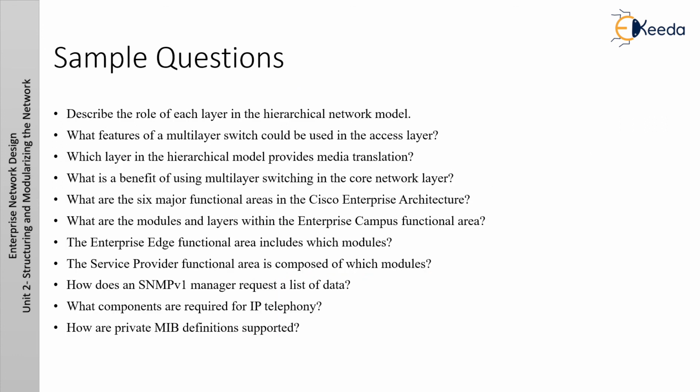Now come to sample questions. Describe the role of each layer in the hierarchical network model. What features of a multilayer switch could be used in the access layer? Which layer in the hierarchical model provides media translation? What is the benefit of using multilayer switching in the core network layer? What are the 6 major functional areas in the Cisco Enterprise Architecture? What are the modules and layers within the Enterprise Campus functional area? The Enterprise Edge functional area includes which modules? The Service Provider functional area is composed of which modules?